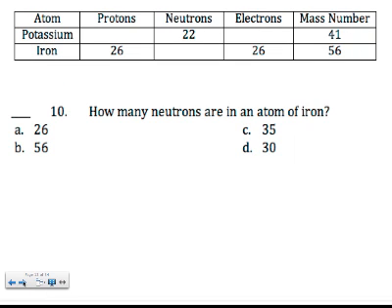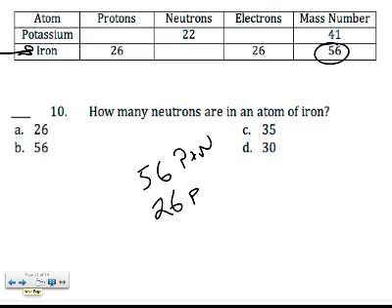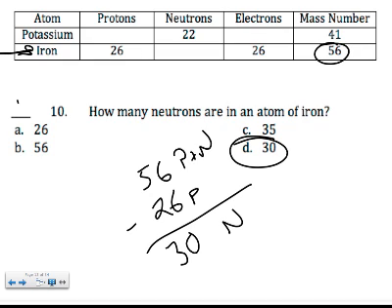How many neutrons are in an atom of iron according to this chart? Well, you've got 26 protons, and according to this chart, the mass number here is 56. That's the protons plus the neutrons. So if you subtract out the protons, all that's left is the neutrons, and there are 30 of them. That's answer D.